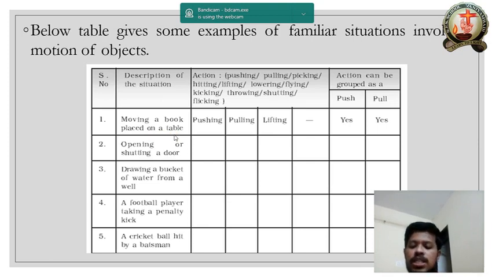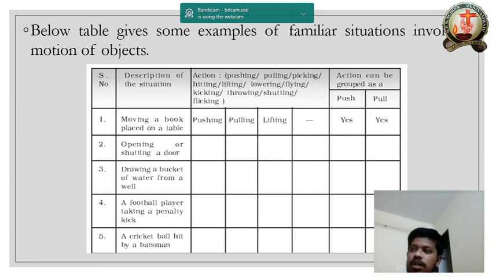So moving a book means you're trying to push the book, right? So which type of action is applied? Pushing. Either you can push the book, or you can pull the book towards yourself, or you can push the book away from you, and you can also lift the book in your hand. So these three actions you can do if you want to move a book from a table.